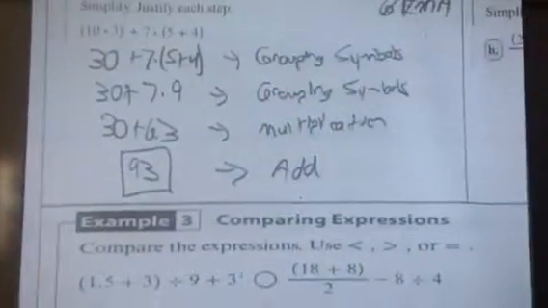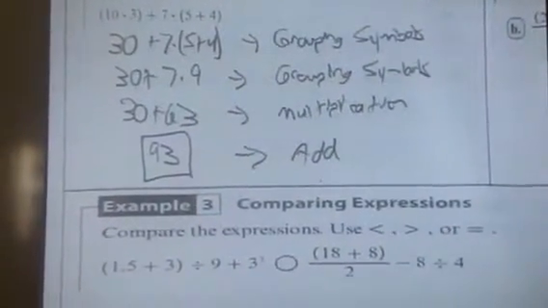So we first do our grouping symbols, then exponents, multiplication and division, addition and subtraction. Let's do the same thing here, right? I've got to work inside my grouping symbols first.